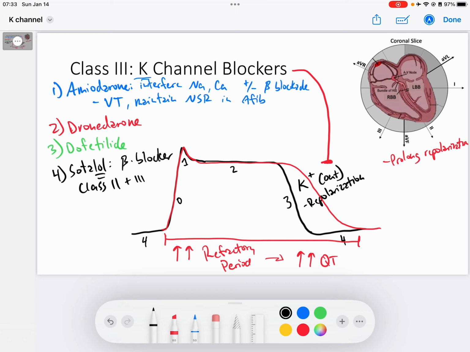So as you've noticed, class 3 medications are really good for suppression of these really fast heart rates that arise either in the atria or the ventricles. It does that by increasing the refractory period of these cells so that they are unable to propagate these fast signals.